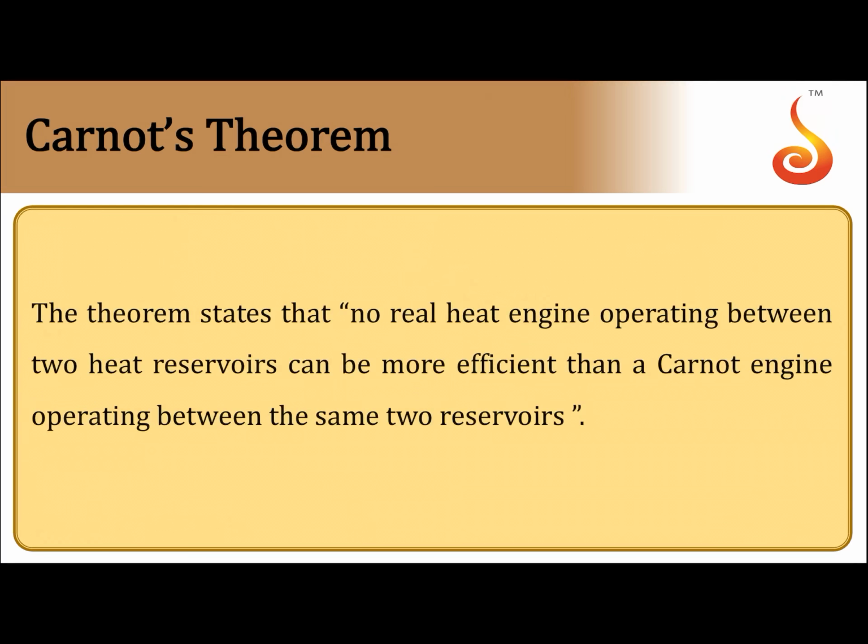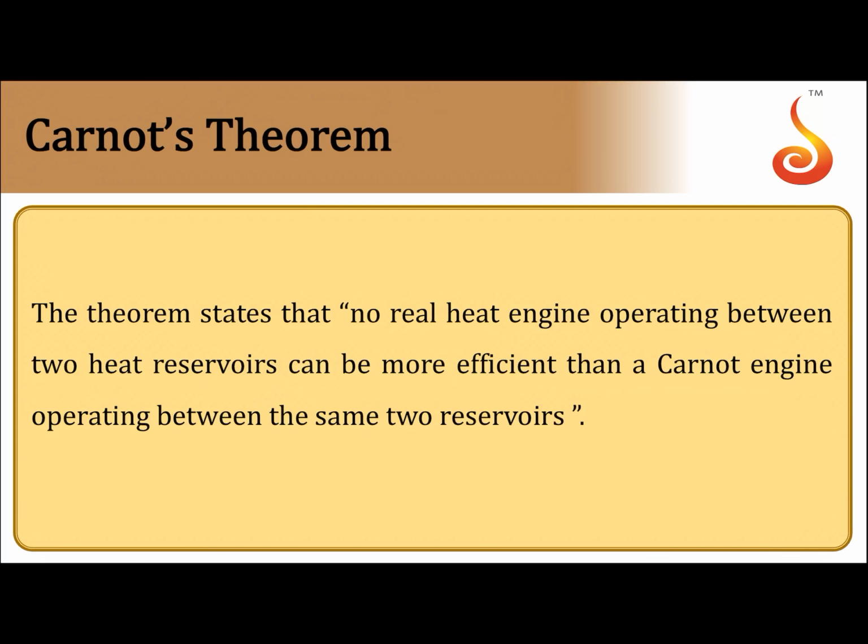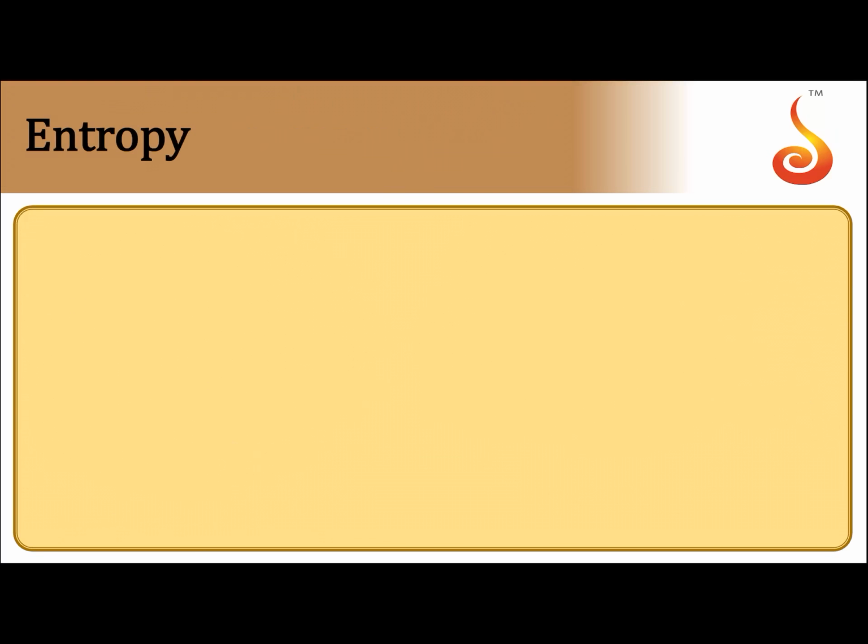Now coming to Carnot's theorem. It states that no real heat engine operating between two heat reservoirs can be more efficient than a reversible Carnot engine operating between the same two temperatures. So for the given two temperatures, the most efficient engine is the Carnot engine. No engine can be more efficient than a reversible Carnot engine. That's what Carnot's theorem says.